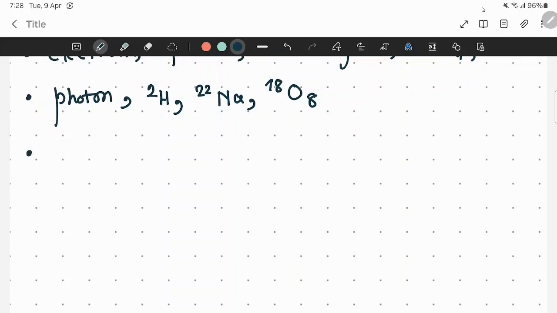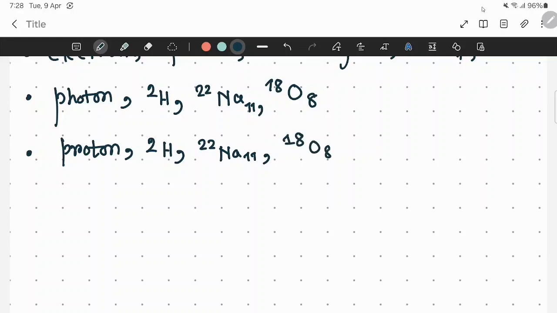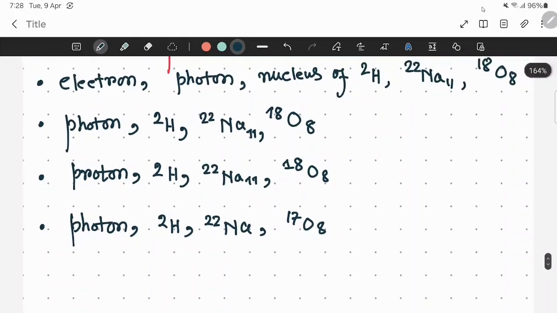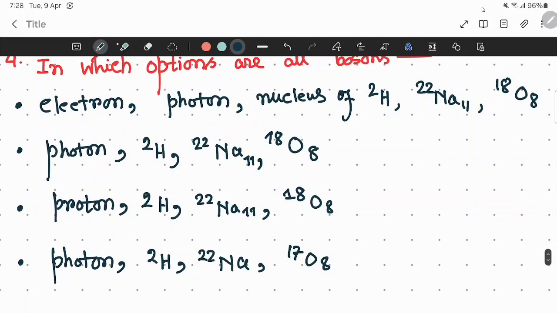Third one is proton, nucleus of hydrogen, nucleus of sodium, sodium 11, nucleus of oxygen, photon, nucleus of hydrogen. Okay, these are the options.